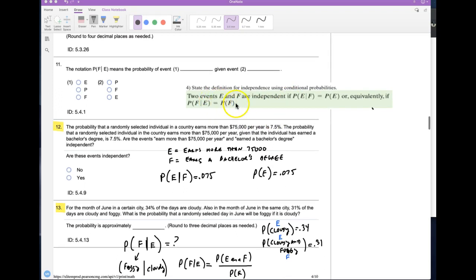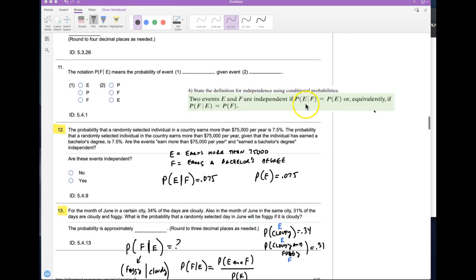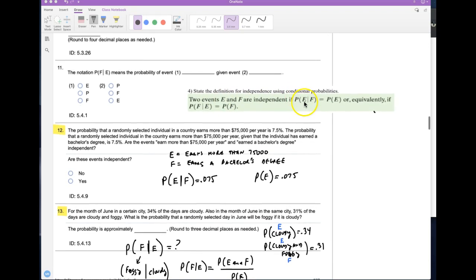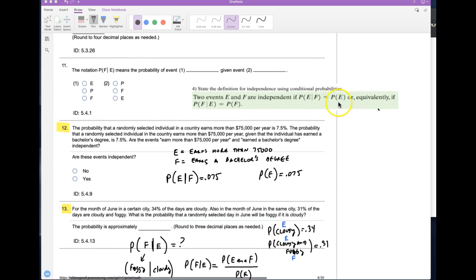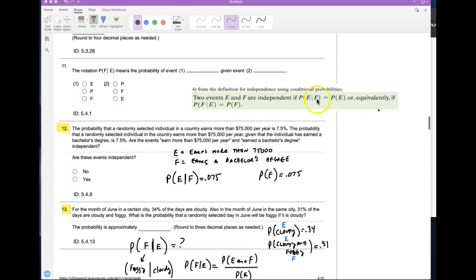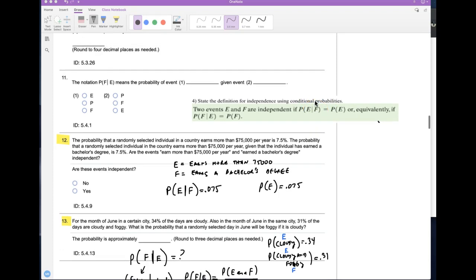And so what we know from the definition from our notes is that two events are independent if the probability of one event given the other one occurred is just equal to the probability of that event. If they're equal to each other, that means F in this case has no influence over E. And so we would say those events are independent.